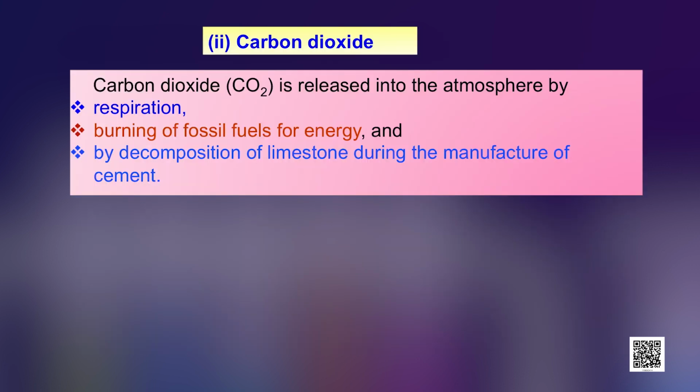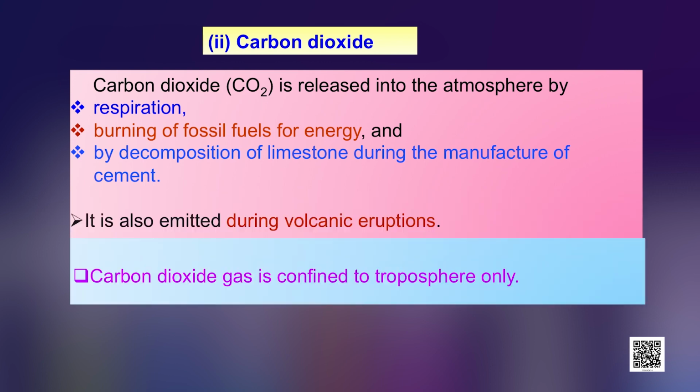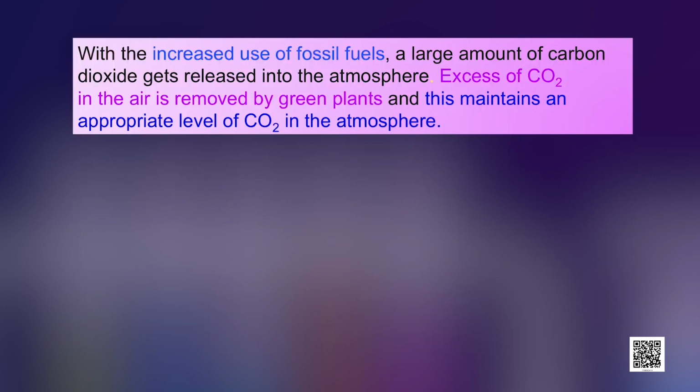Coming to carbon dioxide, it is released into the atmosphere by respiration, burning of fossil fuels for energy and decomposition of limestone during the manufacture of cement. It is also emitted during volcanic eruptions. It is confined to troposphere only. Normally, it forms about 0.03% by volume of the atmosphere. With the increased use of fossil fuels, a large amount of carbon dioxide gets released into the atmosphere.